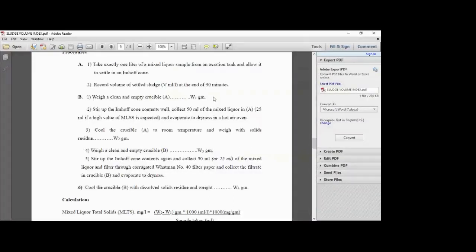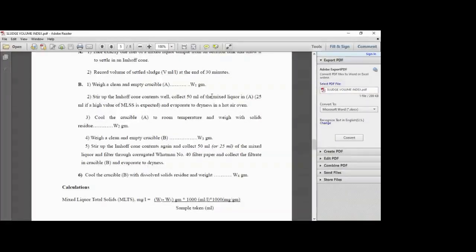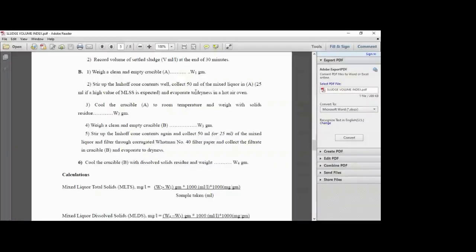Now, what is the next thing? What we have to do here is find out total solids and total dissolved solids. But as it is a mixed liquor, we'll call them mixed liquor total solids and mixed liquor dissolved solids. I hope you remember how we find the total solids. We take an empty crucible and weigh it.